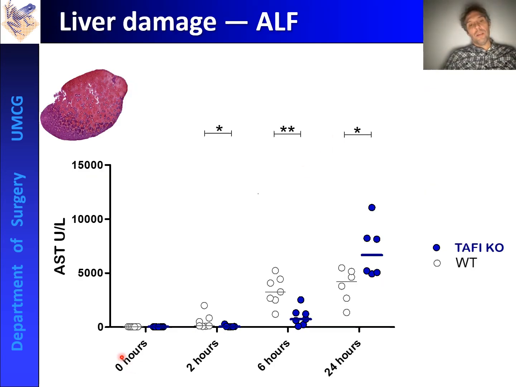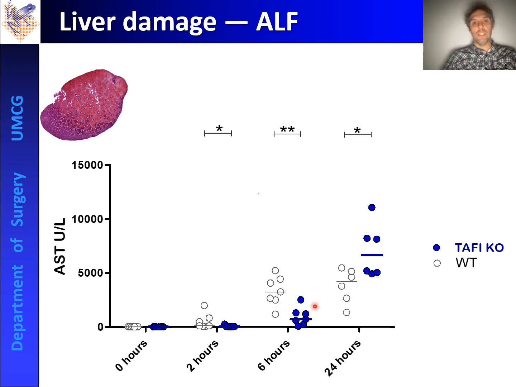So again, comparable to the chronic failure experiment, we first looked at the amount of damage and the difference between both groups, as measured by the amount of AST, which is a marker of liver damage in the blood. Unexpectedly, at baseline there was no difference between the groups, and slowly you could see that there's a difference between both groups, but interestingly, it looks like the wild-type mice have more damage here than the TAFI knockouts in this model.